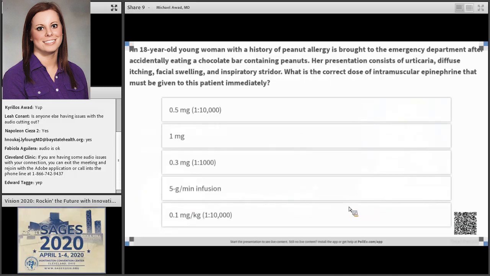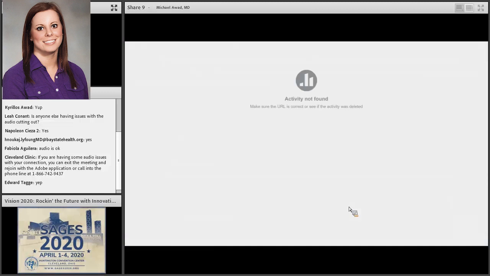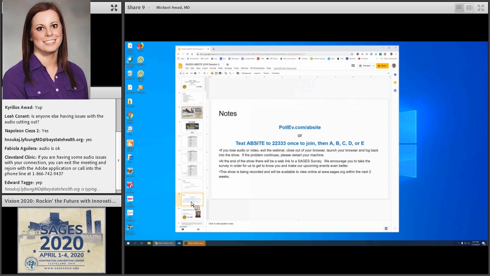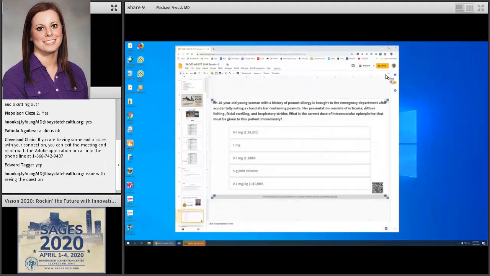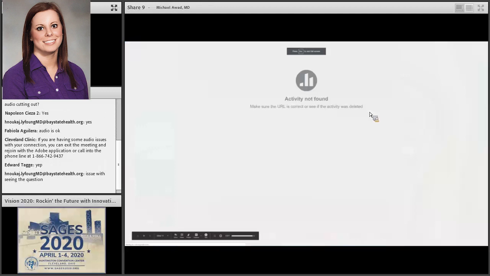Okay, we'll start with the first question. You have an 18-year-old woman with a history of peanut allergy who is brought to the emergency department after accidentally eating a chocolate bar containing peanuts. Her presentation consists of urticaria, diffuse itching, facial swelling, and inspiratory stridor. What is the correct dose of intramuscular epinephrine that must be given to this patient? The options are 0.5 milligrams, 1 milligram, 0.3 milligrams, or an infusion of 5 micrograms per minute.